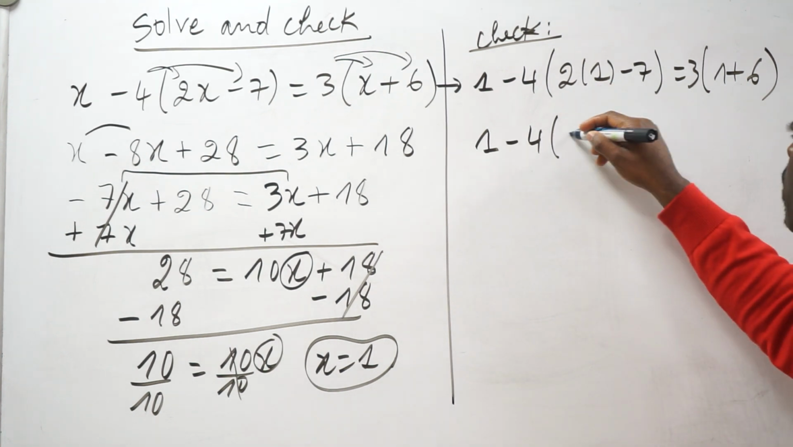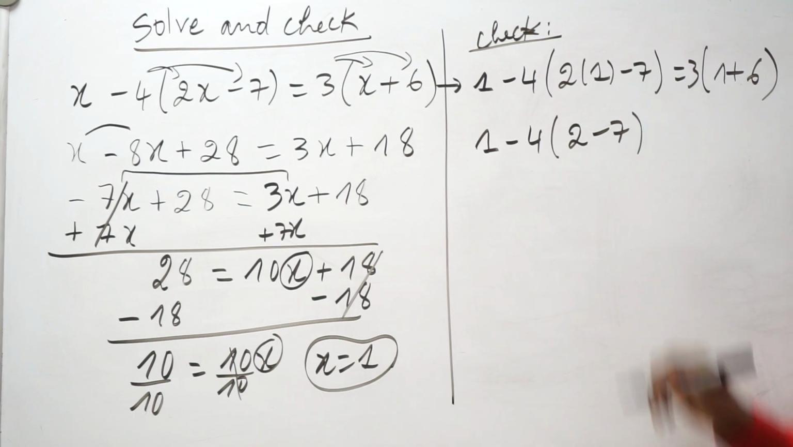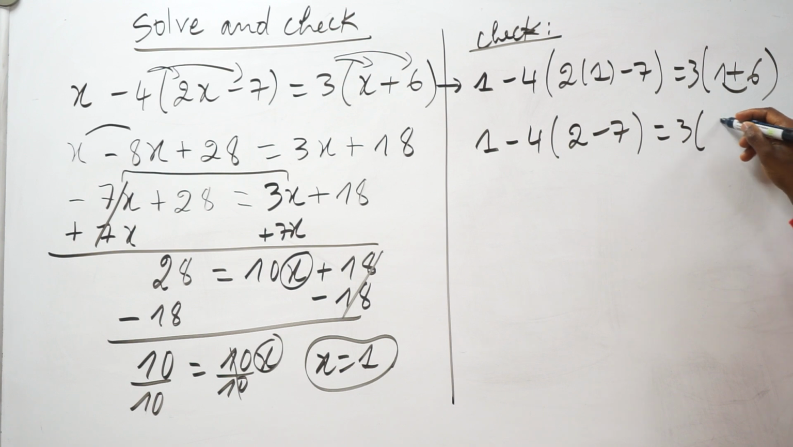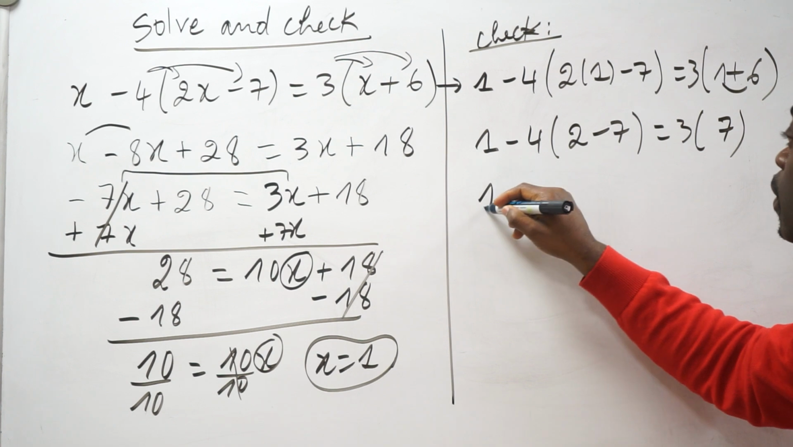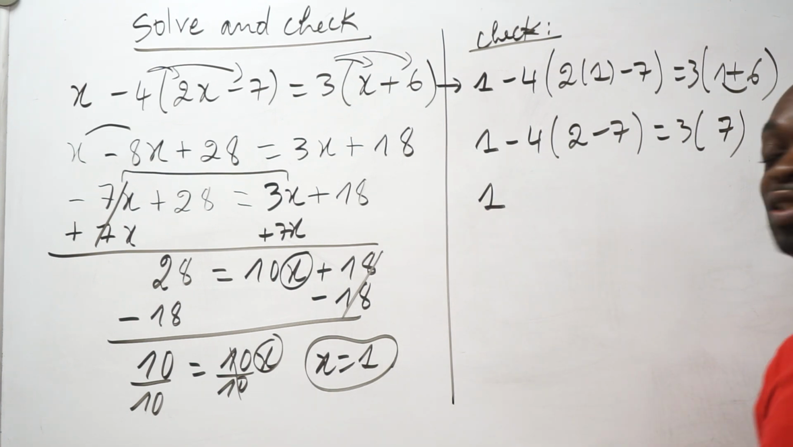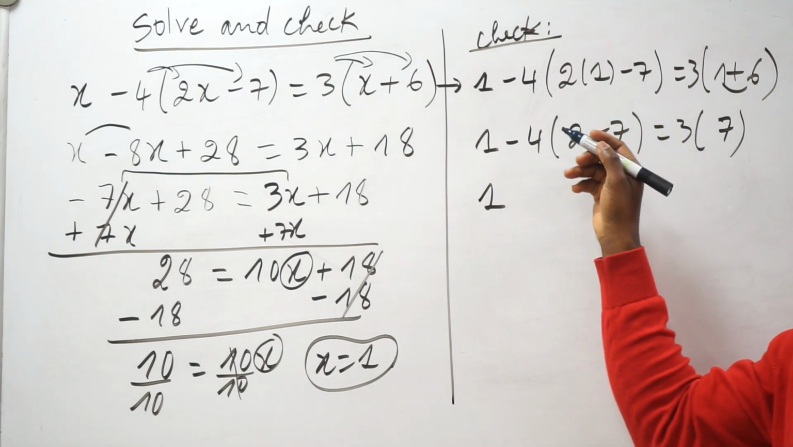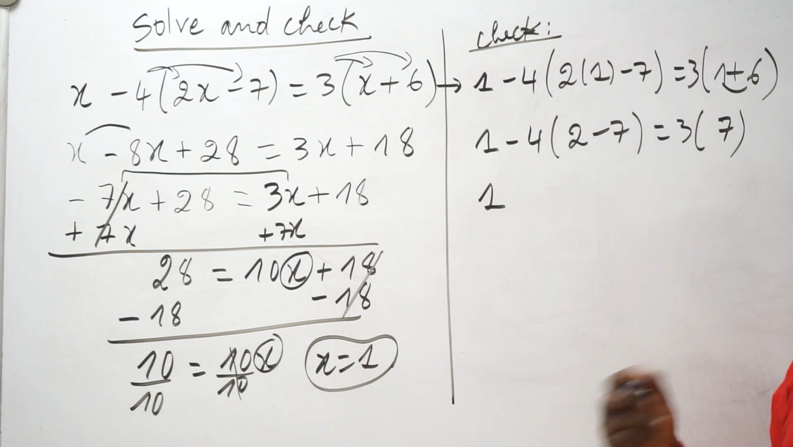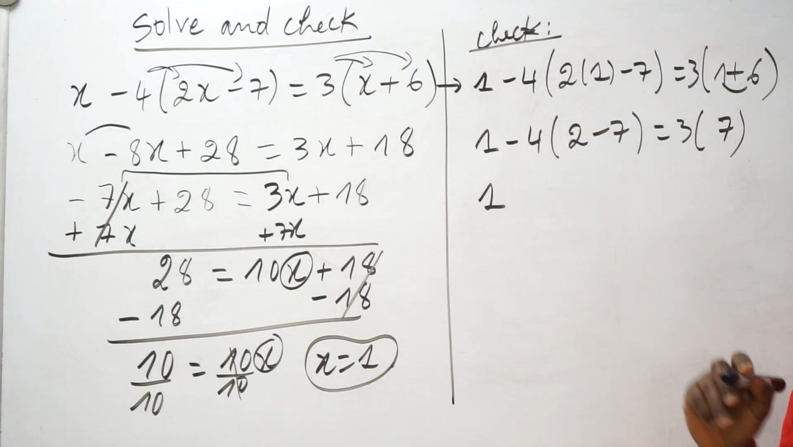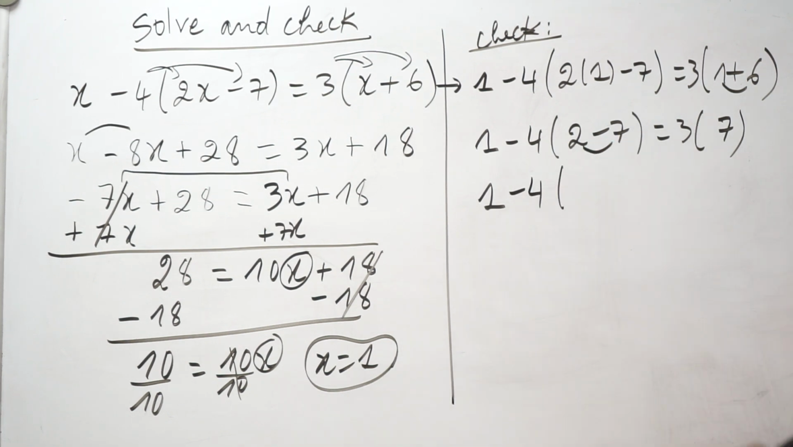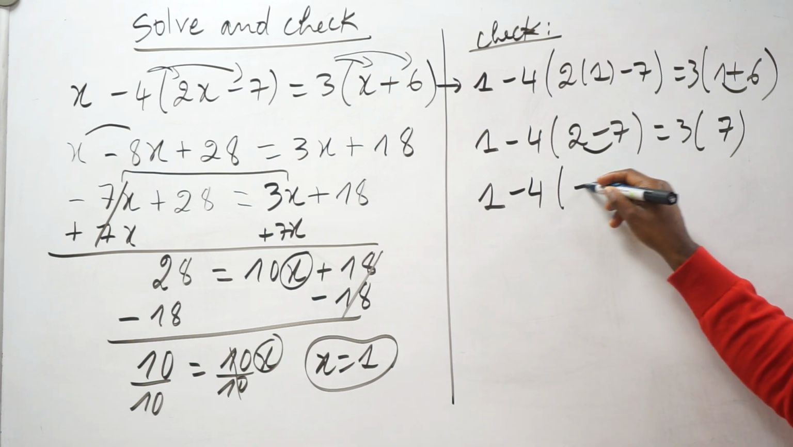So 2 times 1 is going to be 2, minus 7. All right? This is equal to 3 times 1 plus 6, which will give us 7 also here. So we continue. Ladies and gentlemen, following order of operations, we can never do 1 minus 4 first, right? Because we've got to take care of the parentheses first. Finish what we have inside, and multiply this one because multiplication comes before subtraction. Okay? So we carry the 4. 2 minus 7 is going to be negative 5.